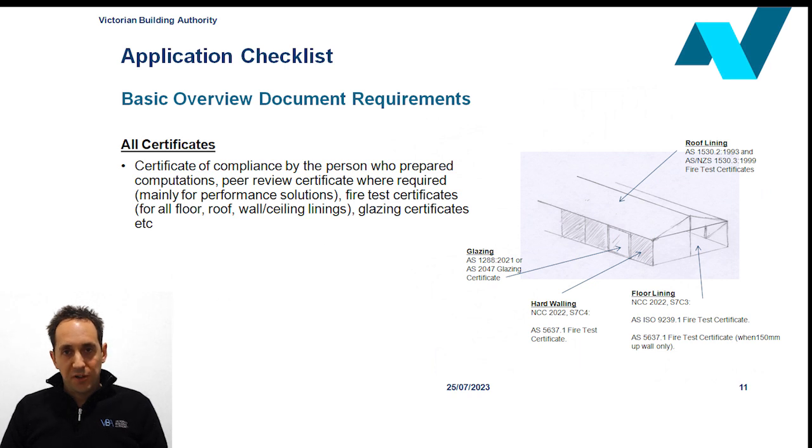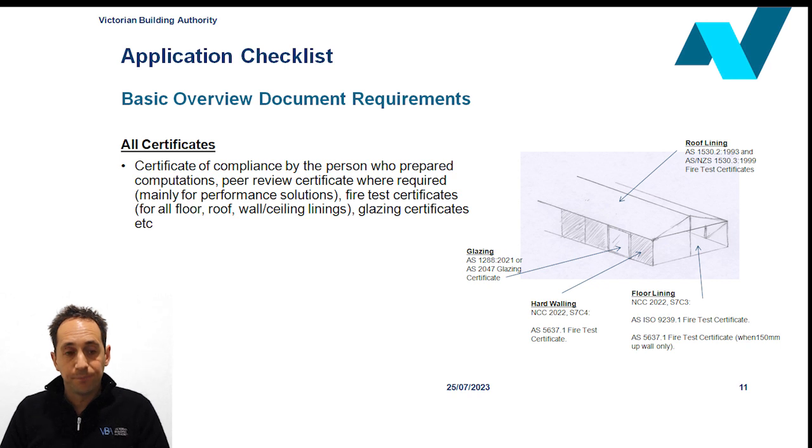Another requirement for all submissions is making sure that all the certificates are provided. This includes all fire test certificates for wall, roof coverings and linings, floor linings, and when using hard walls, make sure you've got a fire test certificate for the hard walls as well. We often get submissions for roof coverings and linings where only one of the certificates is provided. Applicants need to make sure that both the current AS 1530 Part 2 and AS/New Zealand Standard 1530 Part 3 fire test certificates are provided, and also that those certificates demonstrate that it complies with the required fire hazard properties.